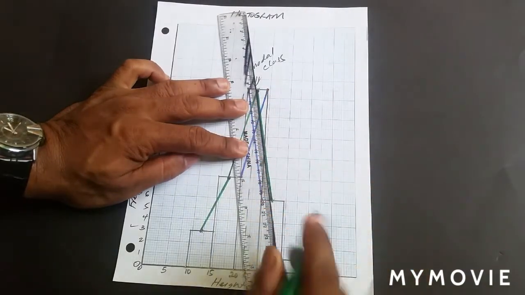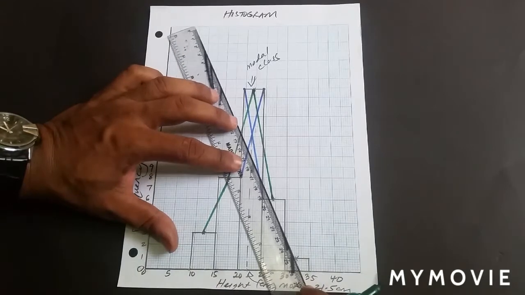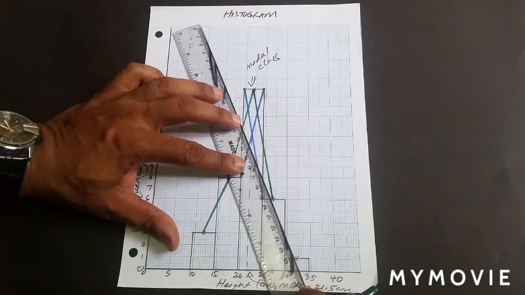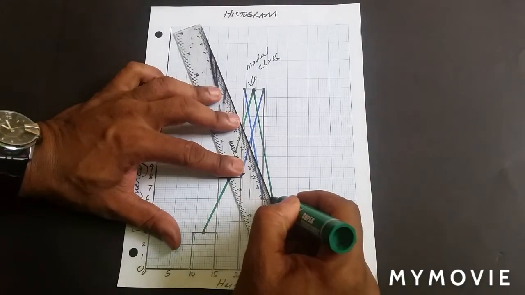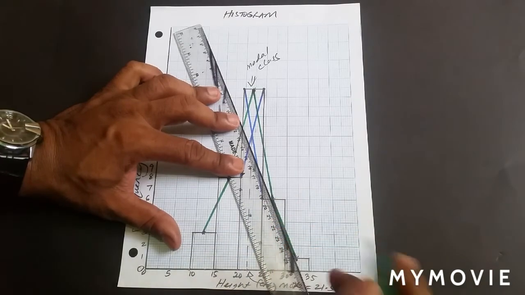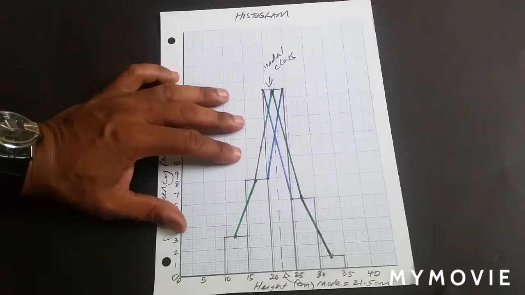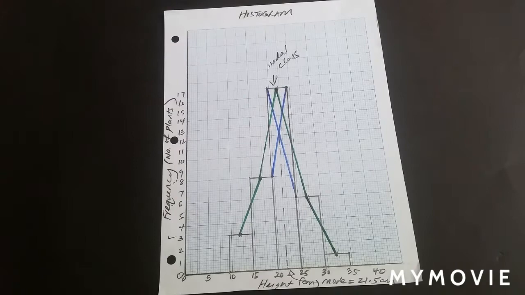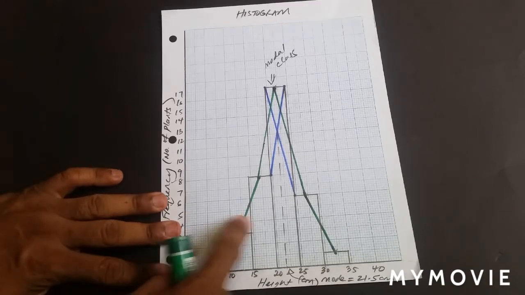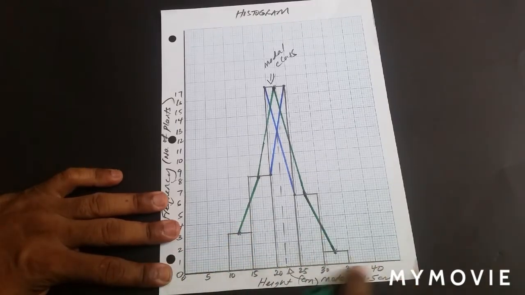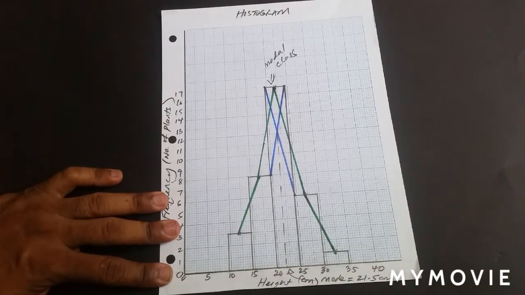What I'm doing here in green is called the frequency polygon. Very, very easy to get if you have the histogram already. If you don't have the histogram, just find the midpoint of the classes and you're good to go. Now, if you did that on paper, it would be incomplete, because the frequency polygon must touch the horizontal axis.